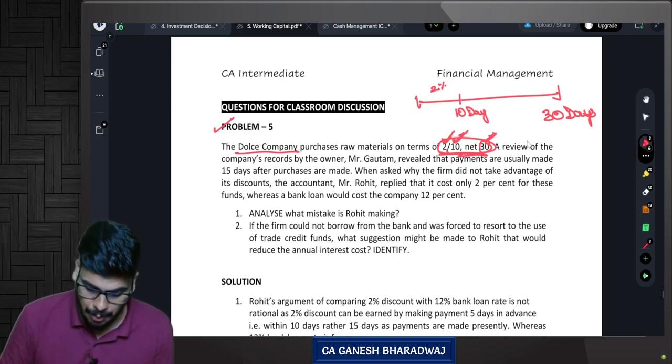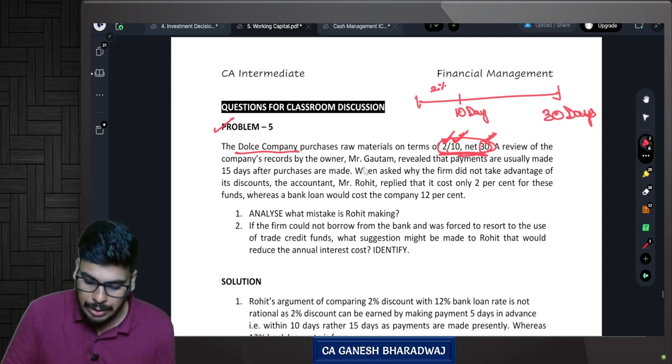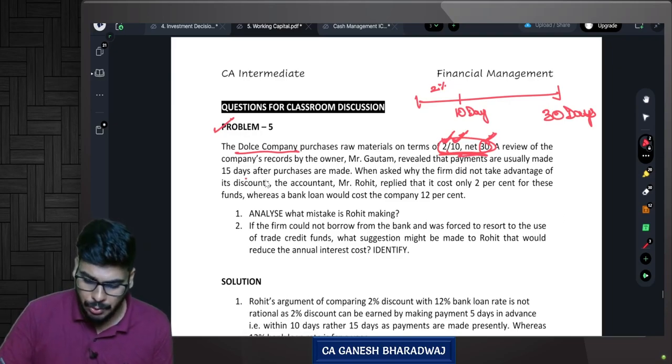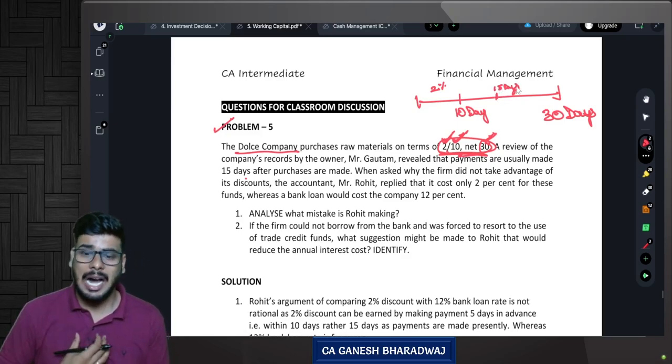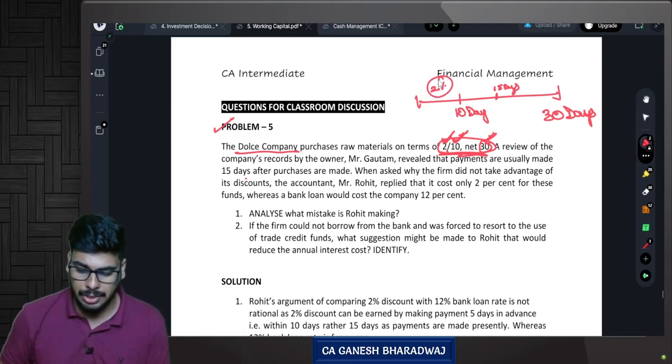Clear with this, guys? Now, a review of the company's records by the owner, Mr. Gautam, revealed that payments are usually made 15 days after the purchases are made. So generally, their past record shows that the company is making the payment after 15 days only, which means they are not enjoying this cash discount, right?